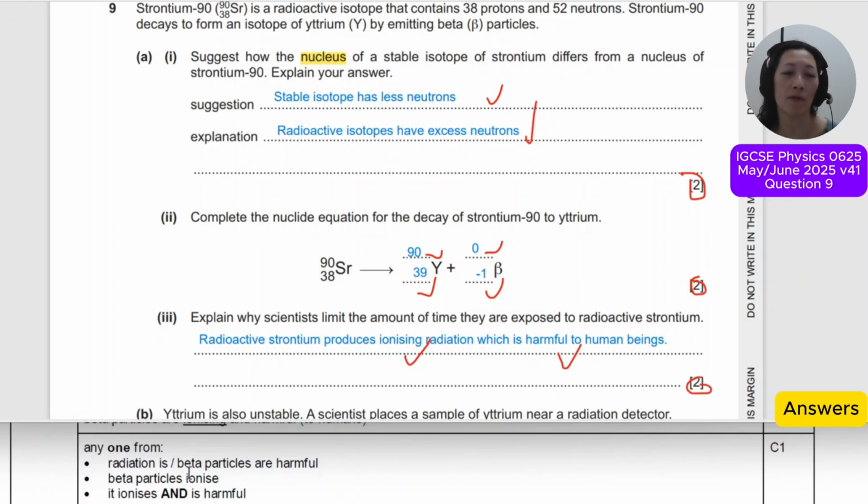The reason why, if you wrote ionizes and harmful, you only get 1 mark instead of the 2 full marks is because the term ionizes here is not the same as ionizing radiation. Ionizing radiation here means that the radiation produced, in this case beta, causes ionizing effects. If you wrote it ionizes, it makes it sound like the radioactive strontium is producing the ionizing effect, which is not true. The radioactive strontium produces radiation, which has the ionizing effect. So that's why you won't get 2 marks if you wrote it this way, because technically it's not entirely correct.